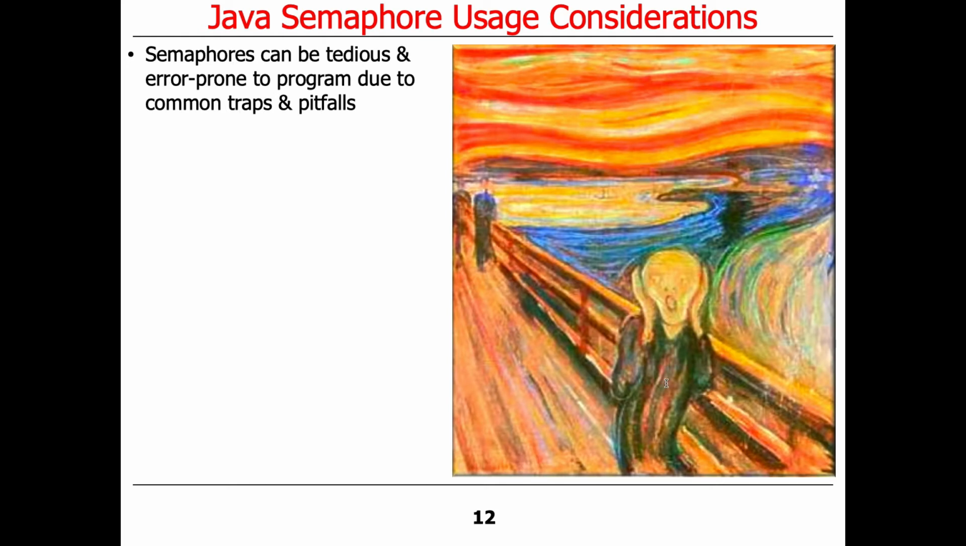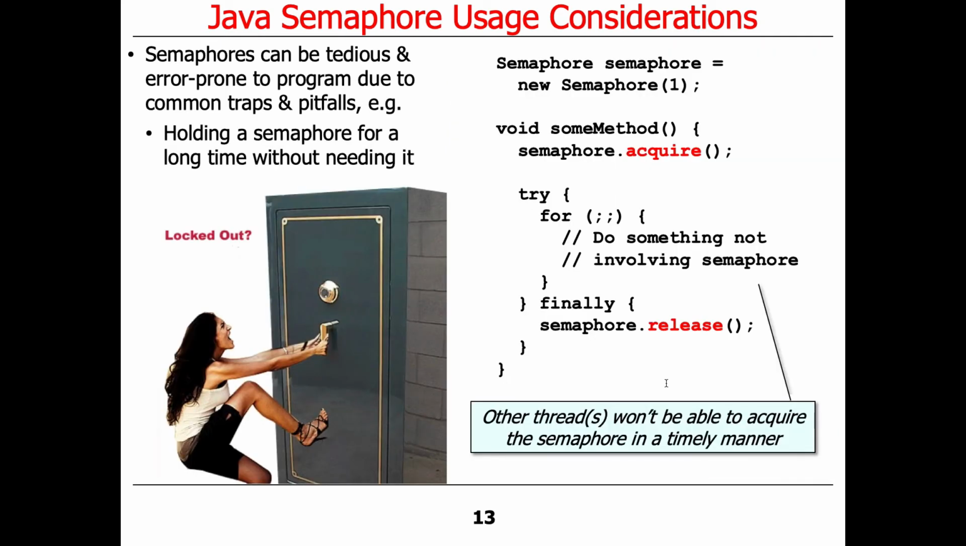Semaphores are fairly straightforward. They're not too hard to understand, because they don't really do a heck of a lot, right? They increment and decrement counts. But they can also be a bit tedious and error-prone to program, because they have some limitations. One limitation that you can run into if you're not careful is you can end up holding a semaphore for too long a period of time without really needing it. So you can lock other threads out unnecessarily.